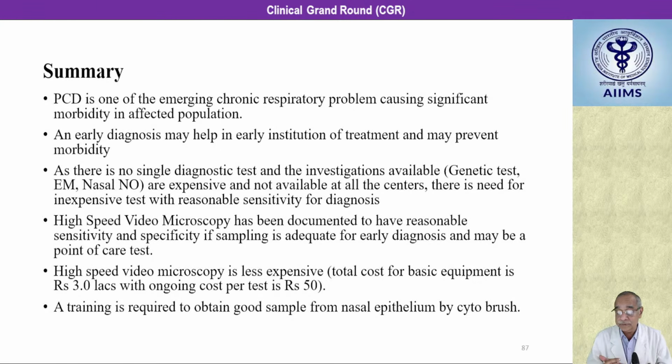High-speed video microscopy is less expensive. As you can see, the total cost of the basic equipment may be around 3 lakh rupees, which includes an inverted microscope and a high-speed video camera with a high frame rate. And the ongoing cost is very minimal, around 50 rupees per sample. But it requires training to obtain a good sample from the nasal epithelium by cytology.